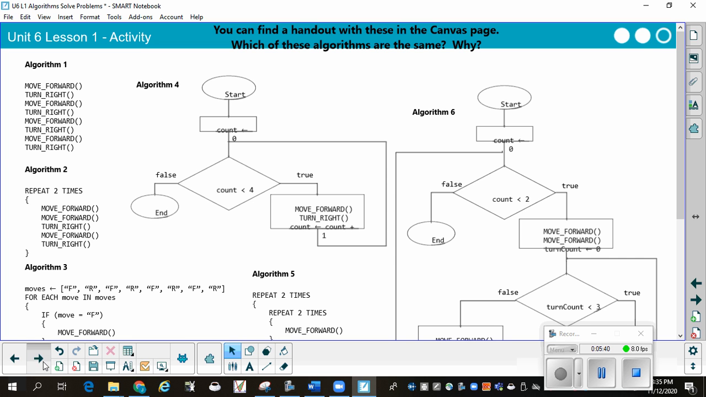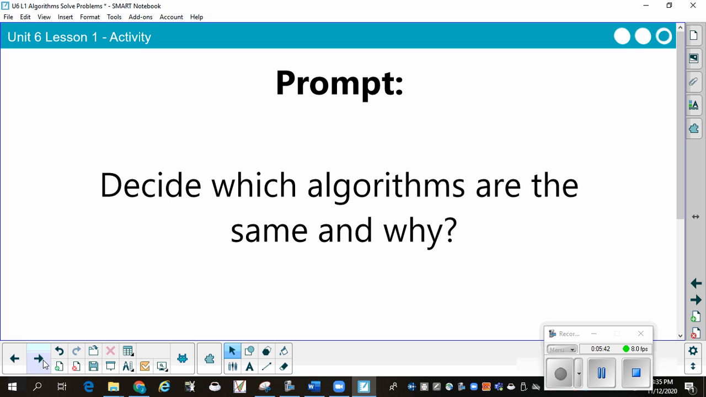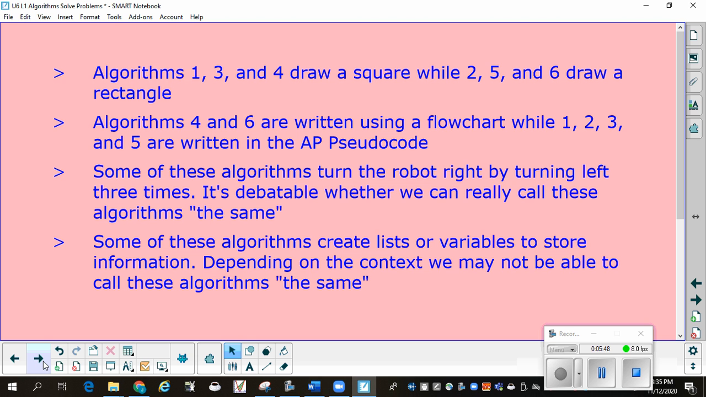Okay, now you're back. Well, did you decide which algorithms are the same and why? What's your definition of the same? Well, algorithms 1, 3, and 4 draw a square, while 2, 5, and 6 draw a rectangle. You could say those are the same. However, algorithms 4 and 6 are written using a flowchart, while 1, 2, 3, and 5 are written in the AP pseudocode. So maybe that's what makes them the same.